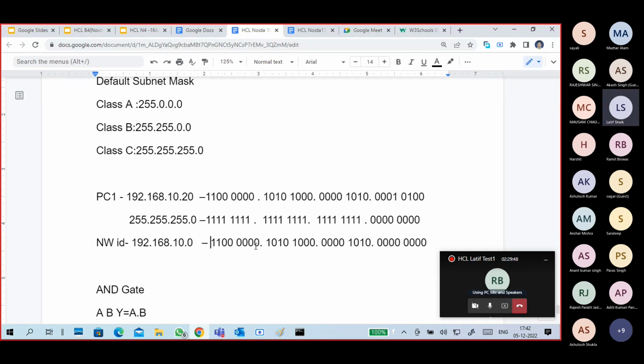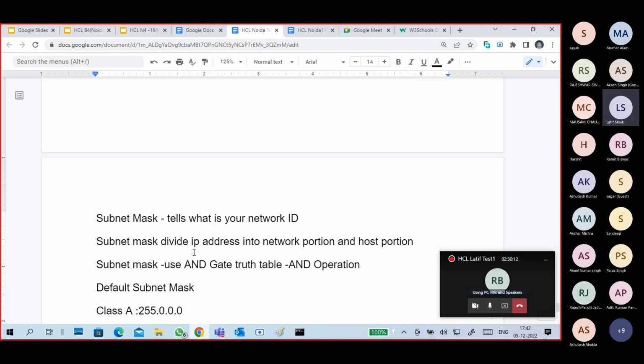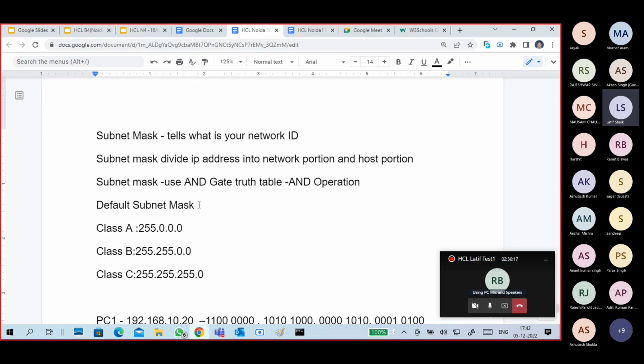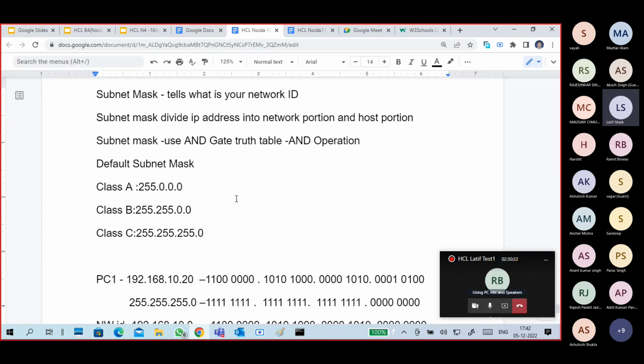Once you have done the AND operation, you will get a network ID. This is my IP address, this is my subnet mask, and now I got a network ID. If I have two or three computers with the same network ID, then when you are sending and receiving packets, their network ID and your network ID are the same, so communication happens. So this is the basic point about a subnet mask. What is a subnet mask? It tells what your network ID is. The subnet mask divides your IP address into network portion and host portion.